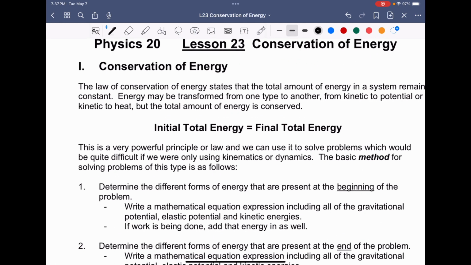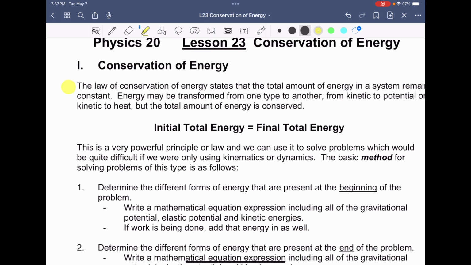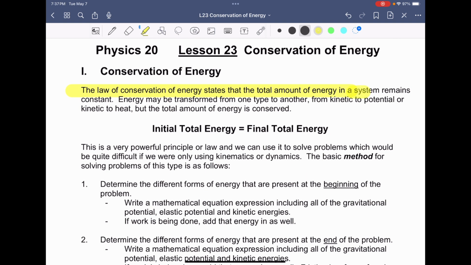Now, the law of conservation of energy simply says that the amount of total energy in a given system remains constant, and that energy can be transformed from one form to another, either kinetic or potential, or from kinetic to heat, but the total amount of energy is conserved. And thus we get this statement that the initial energy equals the total final energy.